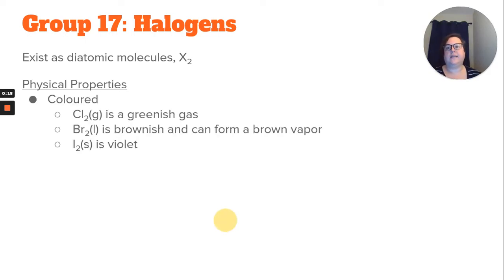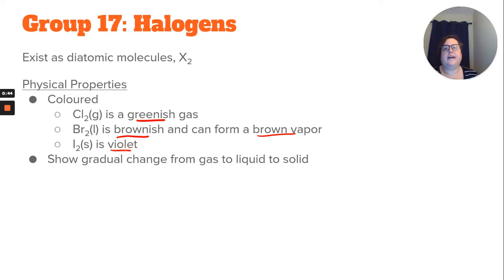For their physical properties, they are all colored, so you have to know these colors. So chlorine is a greenish colored gas. Sometimes people will even say that it's yellow. Bromine is a brownish color, dark red color. It forms a brown or dark red vapor. And iodine is actually violet in color. They show a gradual change from being a gas as fluorine and then going down to a liquid at bromine and a solid at iodine.